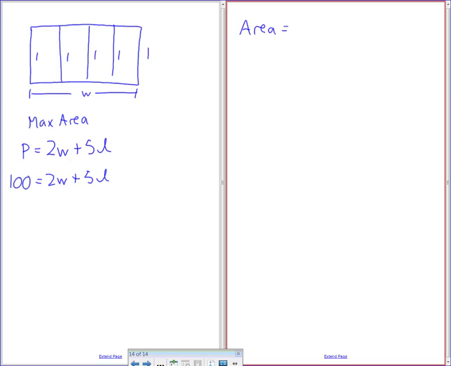Right? Area is L times W. Now here's the issue of what makes this question so evil. What do I have in both equations? L's and W's, I don't like that. How can I deal with that? And I don't have the moment of brilliance for this question.